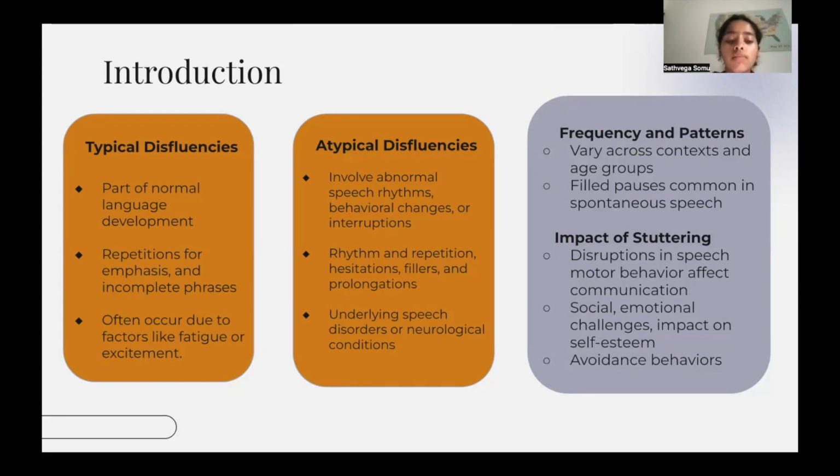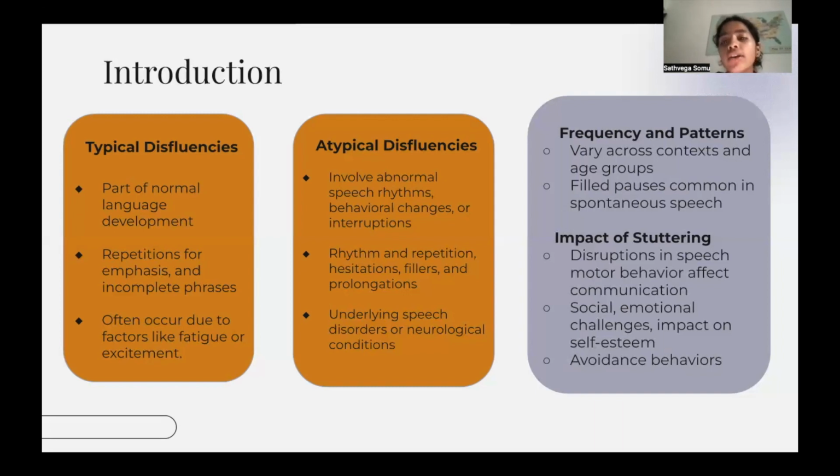Typical disfluencies are considered part of normal language development, often observed in children as they learn to navigate language structures and expressions. These include repetitions for emphasis, revisions, and incomplete phrases, which usually do not raise concerns for treatment. On the other hand, atypical disfluencies encompass abnormal speech rhythms, behavioral changes, and interruptions that may signal underlying speech disorders or neurological conditions. These disfluencies, such as prolonged hesitations, fillers, and repetitions, warrant closer examination and interventions to support individuals with this kind of stuttering.